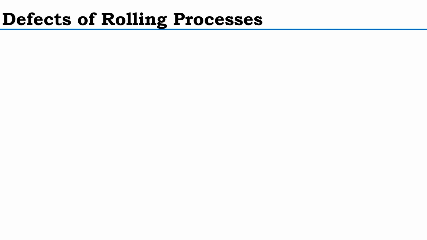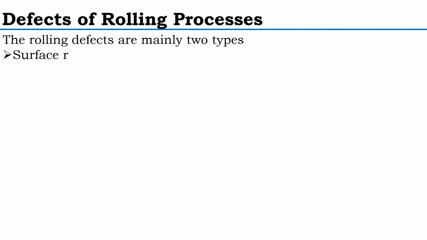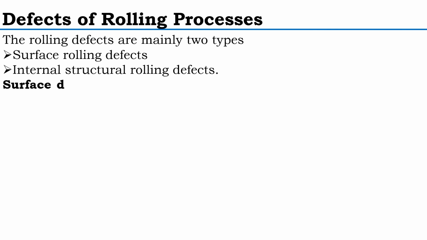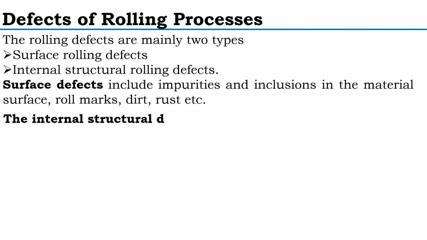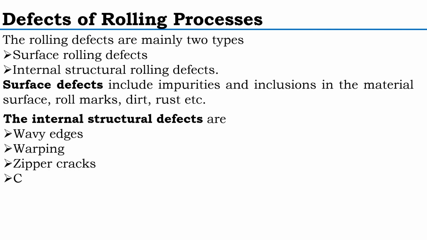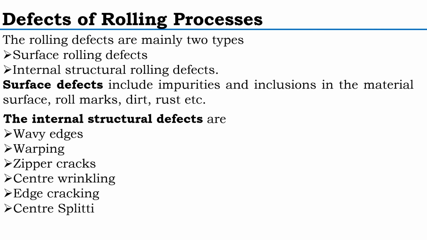Defects of rolling processes. The rolling defects are mainly 2 types. Surface rolling defects and internal structural rolling defects. Surface defects include impurities and inclusions in the material surface, roll marks, dirt, rust, etc. The internal structural defects are wavy edges, warping, zipper cracks, center wrinkling, edge cracking, center splitting, alligatoring.